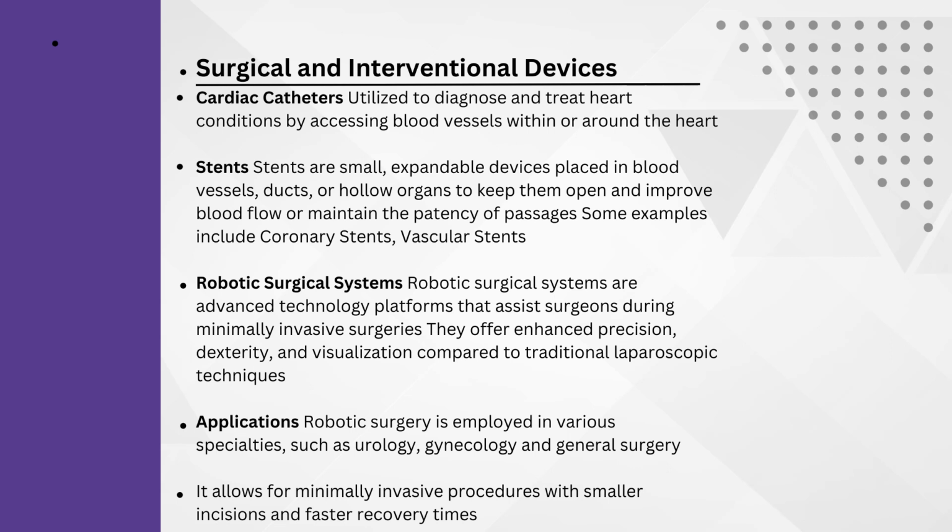Stents. Stents are small expandable devices placed in blood vessels and ducts to improve blood flow or maintain the patency of passages. Some examples include coronary stents, vascular stents. Now, we discuss robotic surgical systems.